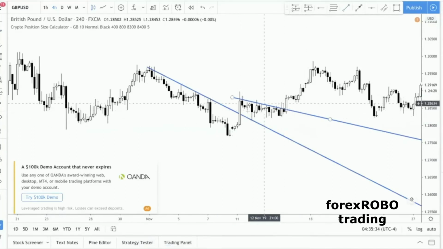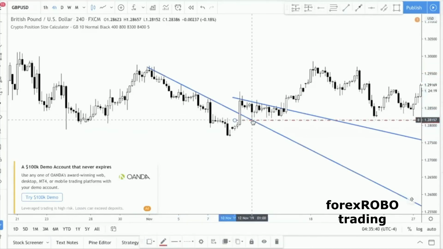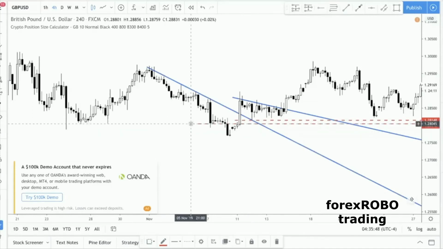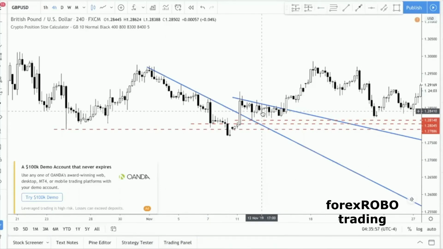The problem is, where will price retrace to? Will it retrace to this exactly? Will it retest this zone over here, or will it retest as low as this zone here? Or will it even retest this line here? You don't know. There's no way to find out. Only when you see a trigger do you know that, okay, this line is probably valid.